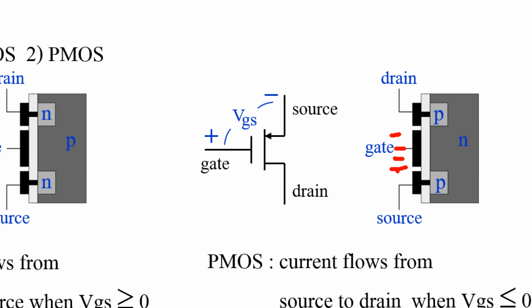Anyway, if I apply minus voltage here, compared with this one, namely now the gate has lower potential than this one. So what happened? The negative potential will attract the positive charge, or hole, from this material to accumulate here, and then it becomes a positive channel, or P-type material. So now the current can flow from P to P. This kind of transistor is called PMOS.